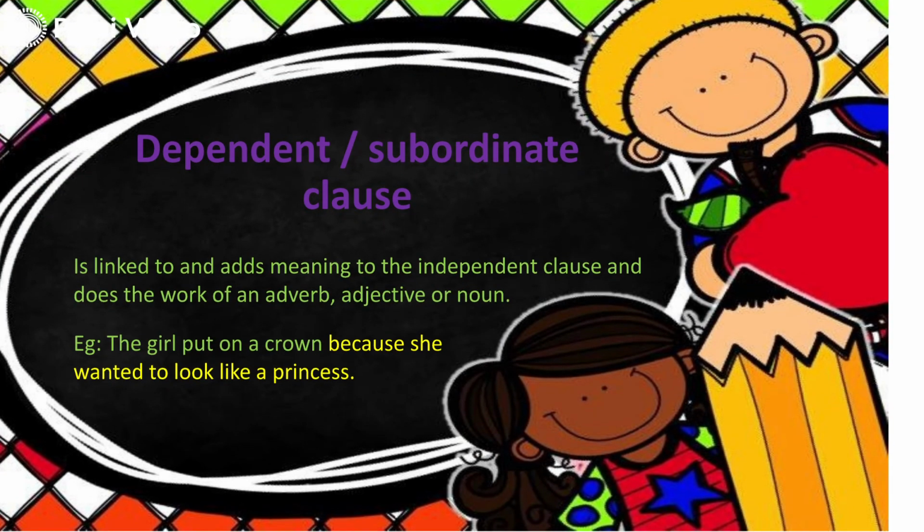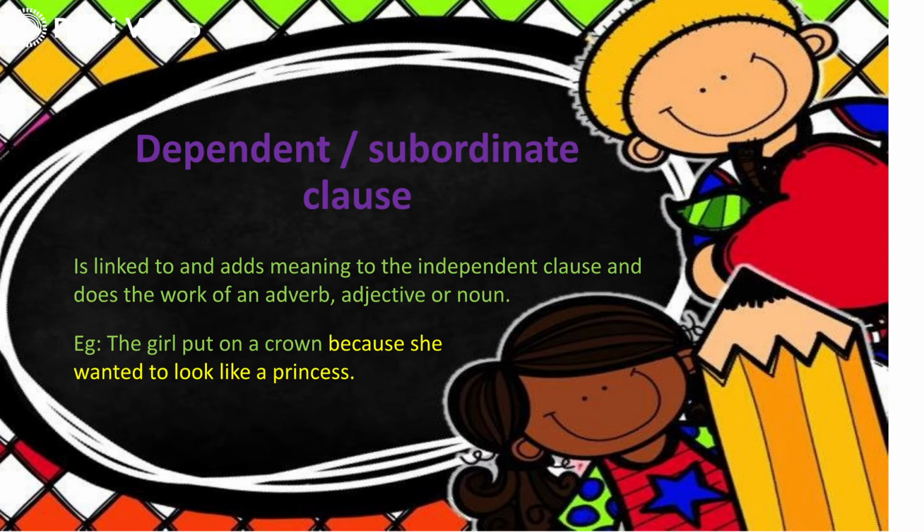Now the opposite of that would be a dependent clause, also sometimes called a subordinate clause. Dependent clauses depend on another part of the sentence. So because of that, it is linked to and adds meaning to the independent clause and does the work of an adverb, adjective, or a noun. So it's adding meaning or substance to the independent clause, so the part of the sentence that could stand on its own. So in the sentence we looked at before, the girl put on a crown, that was the independent clause. It's the part that could be a sentence all by itself.